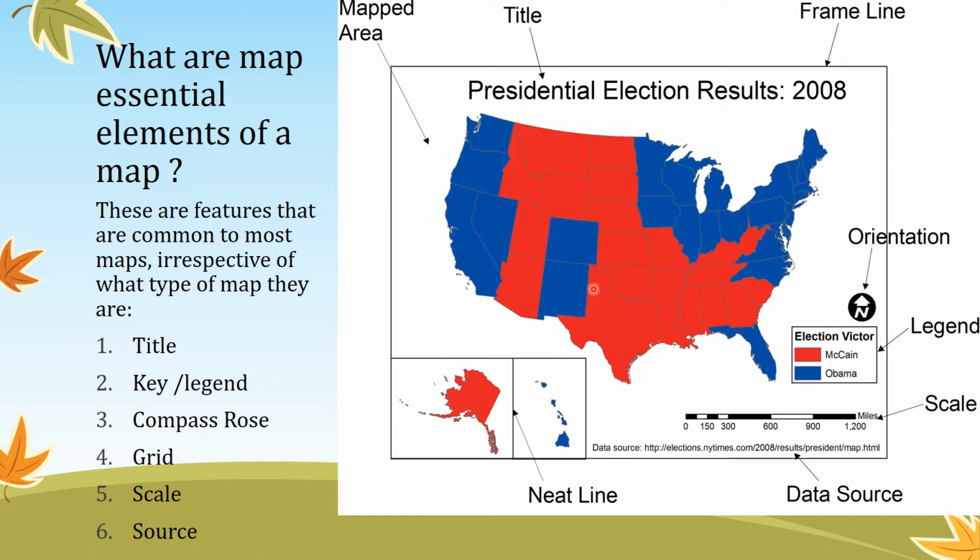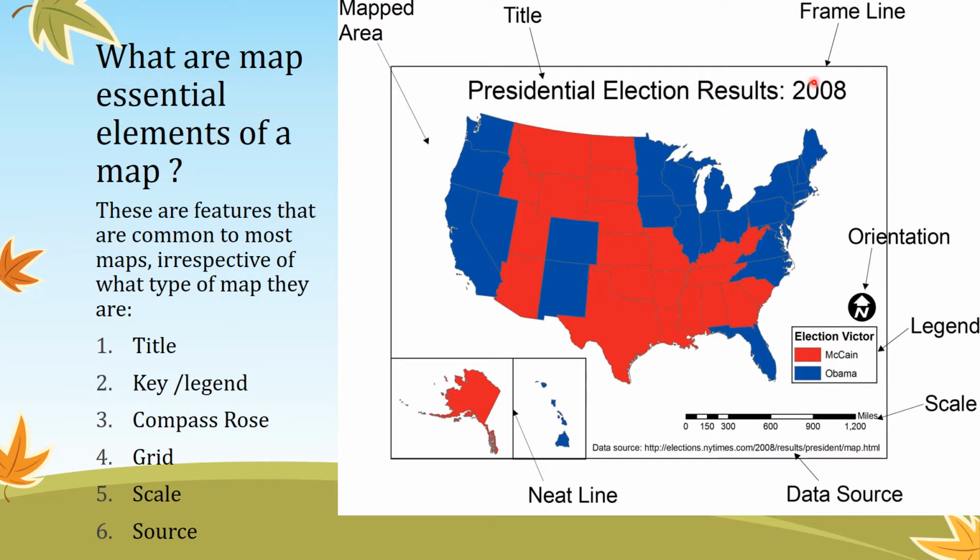Now, boys and girls, let us look at what exactly are map essentials. These are elements of a map that are common to most maps, irrespective of the type of map that they are. These are title, key or legend, compass rose, grid, scale, and source. Let's look to our right to identify these essentials.